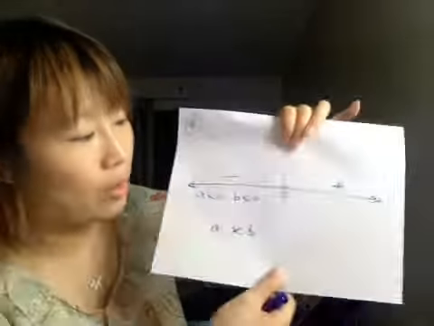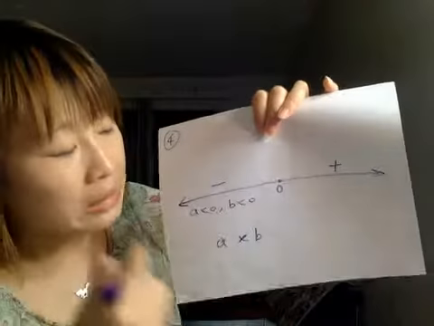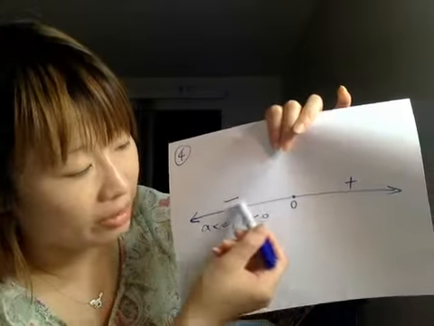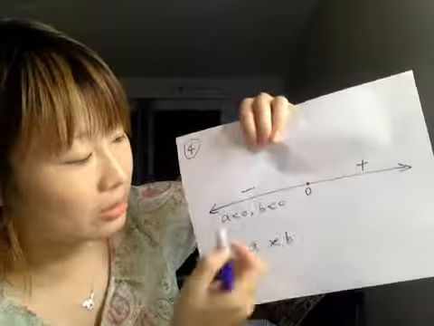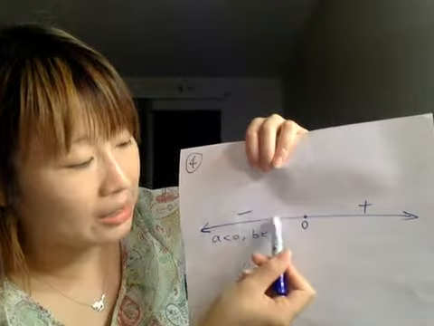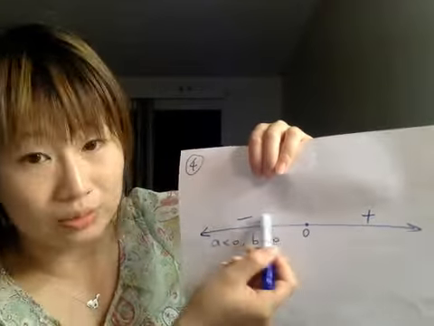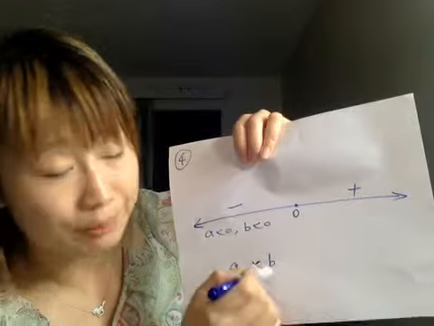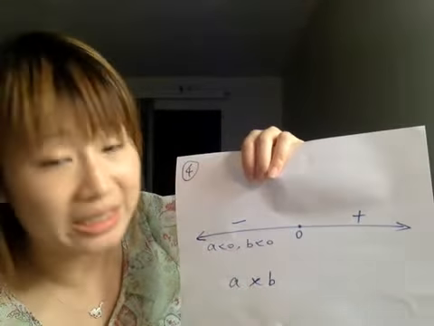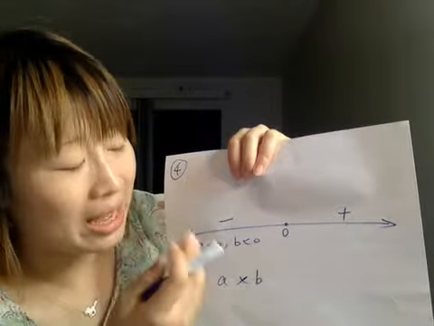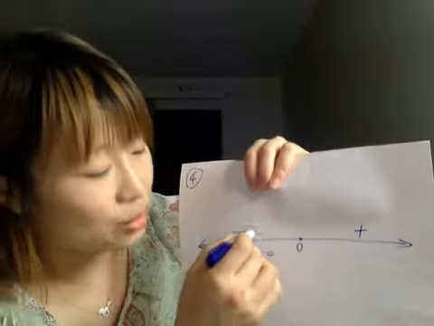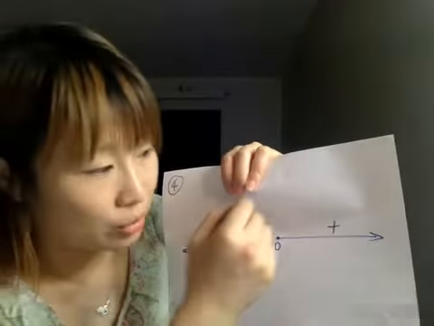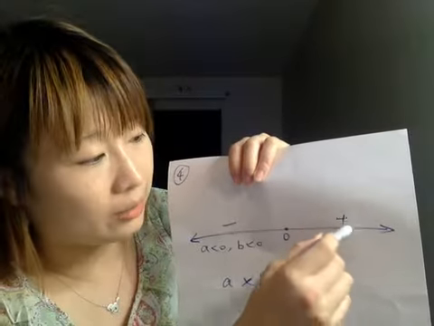Okay, now let's see case number four: a times b, where a and b are both negative numbers. The original direction goes this way, the negative way, but now the multiplier b is a negative number, so we need to change the original direction. The original direction goes the negative way, and now we change it to the opposite way.